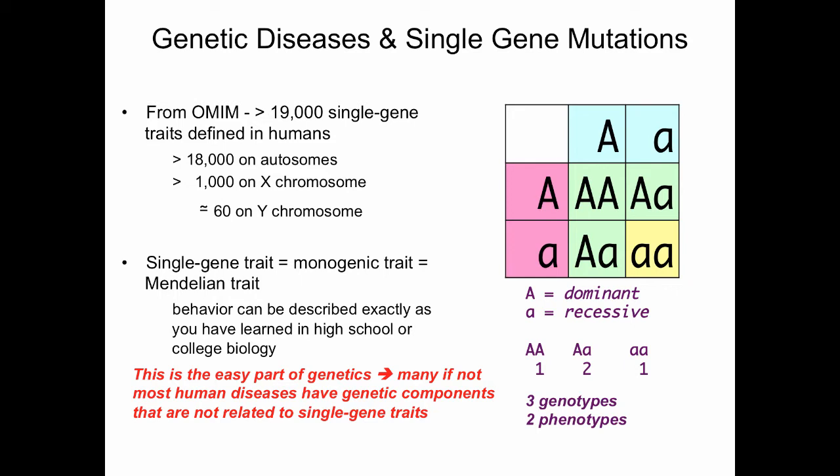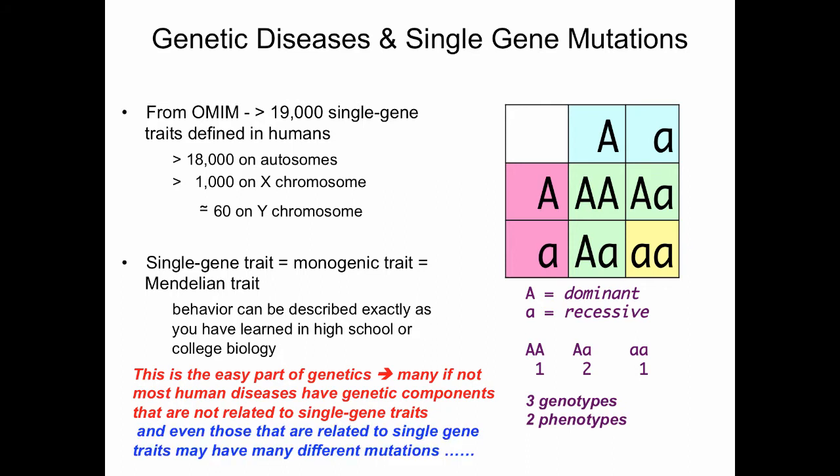This is the easy part of genetics because many, if not most, human diseases have genetic components that are not related just to single gene traits, and even those that are related to single gene traits may have many different mutations associated with them. So for example, and I'll talk about this a little bit later, cystic fibrosis is an autosomal recessive condition, but there are more than 2,000 known mutations associated with the gene that causes cystic fibrosis.